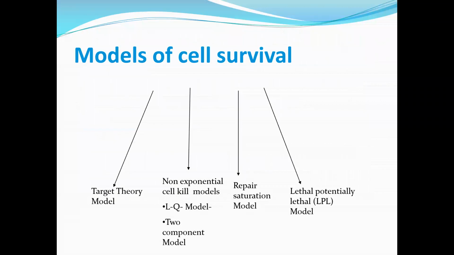So these are the different models of the cell survival curve: target theory, non-exponential cell kill, LQ model, two-component model, repair saturation model, lethal, potentially lethal model. Of this, LQ model is the most important. You need not know the others. You can just know the names. Usually the question is to enumerate various models of cell survival. Describe LQ model in detail. If they are asking any other model, the examiner is playing with you.